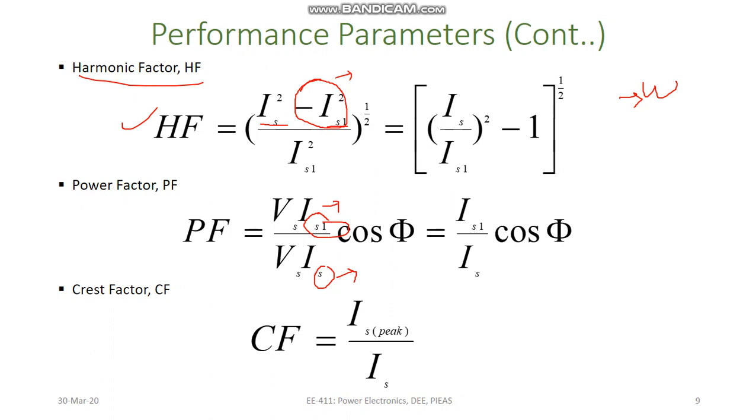So that's it. Now the next is the crest factor, CF. It is the ratio between Is peak and Is. It is the measure of the peak input current as compared with its RMS value. It may be useful in finding the peak current ratings of the devices.